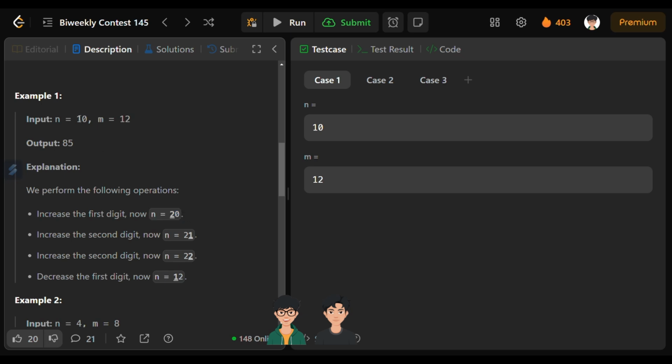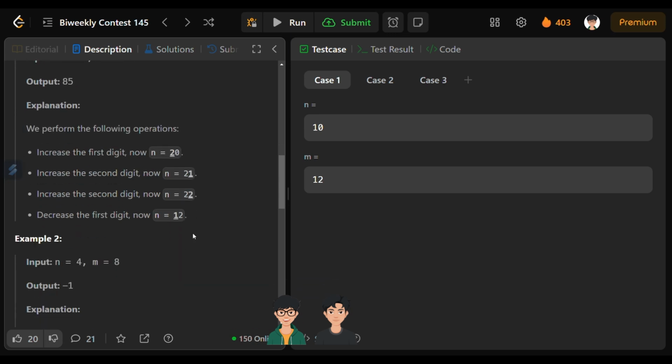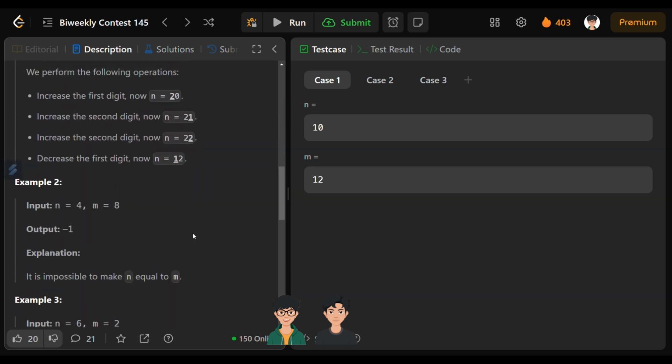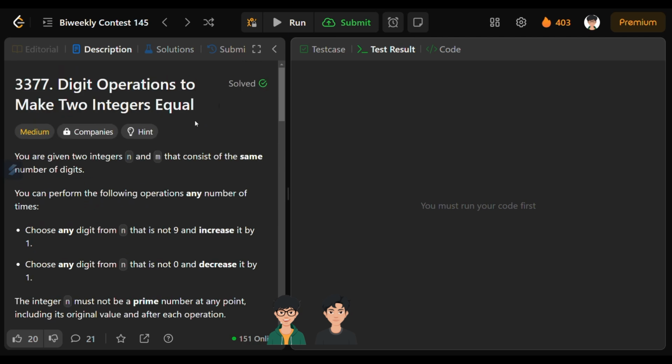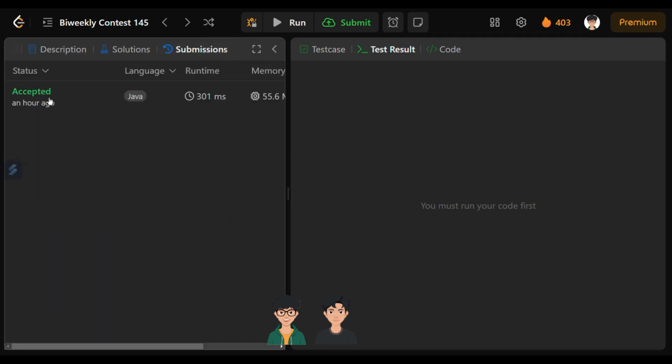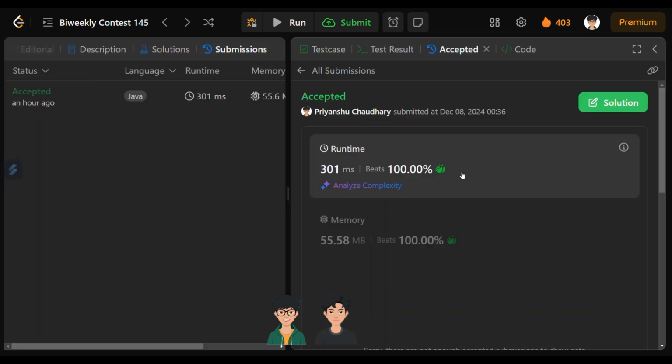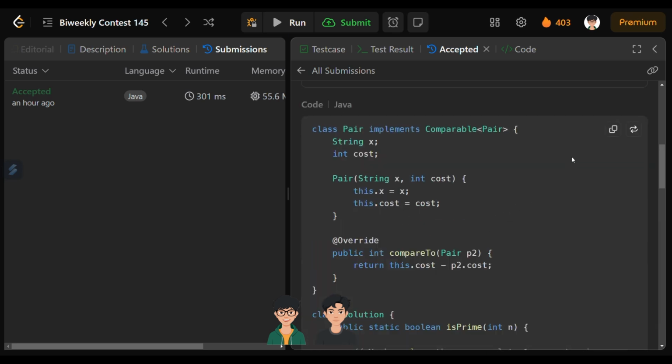Now, if you want to reach 21 from 10, then the cost will be 10 plus 20 plus 21. That will be the cost. I hope everyone knows the Dijkstra algorithm. If you don't know, you can just search YouTube and watch any of those big YouTubers' videos. So first, let's show the code then. Let me copy it.